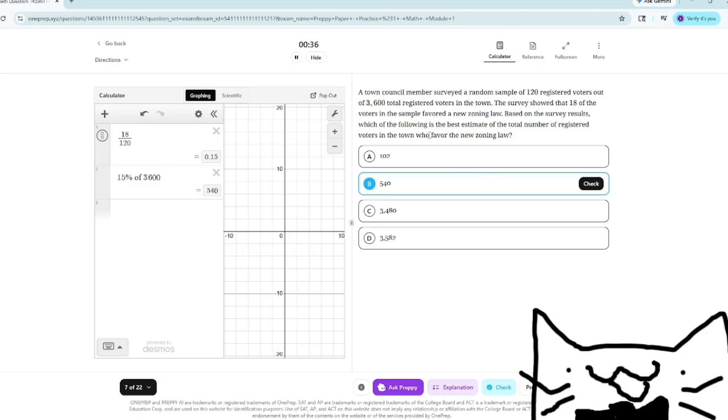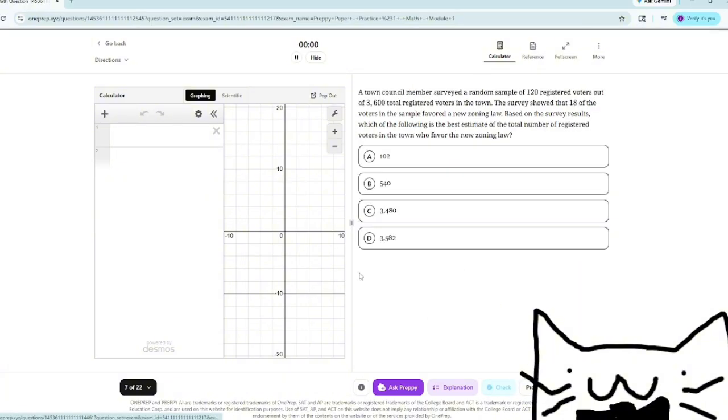So what I did is that I wanted to find the percentage of people. So I put 18 over 120, because 120 registered out of 3,600 and only 18 sampled the new zoning law. So 18 out of 120 people favor the new zoning law. And it wants the best estimate of the voters in 3,600, like the total, which is 540. So 15% of 3,600.